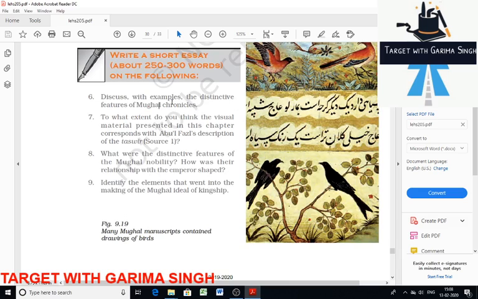Next, discuss with examples the distinctive features of Mughal chronicles. Chronicles commissioned by Mughal emperors are an important source for studying the empire and its court. They were written in order to project a vision of an enlightened kingdom to all those who came under its umbrella. The authors of Mughal chronicles focused on events related to the life of the ruler, their family, the court and nobles, wars, and the administrative system. These chronicles were written in Persian.